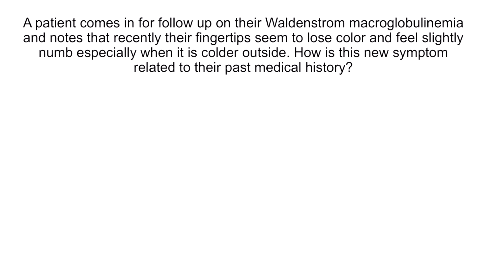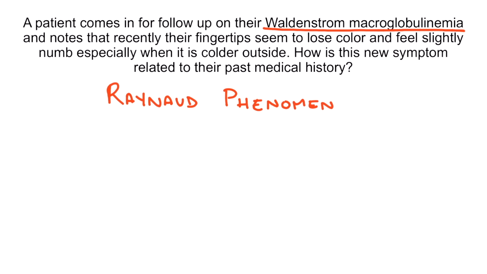All right, this patient has a history of Waldenstrom macroglobulinemia. With this disease, one of the things we need to watch for are symptoms of hyperviscosity syndrome, which is considered a medical emergency. The patient's newest symptom is that of Raynaud's phenomenon, where the distal arteries of the extremities undergo excessive vasoconstriction in response to colder temperatures, which leads to discoloration from ischemia.